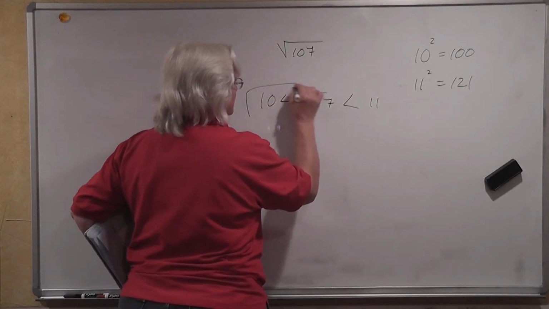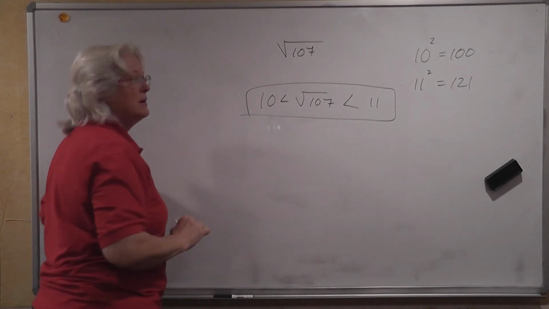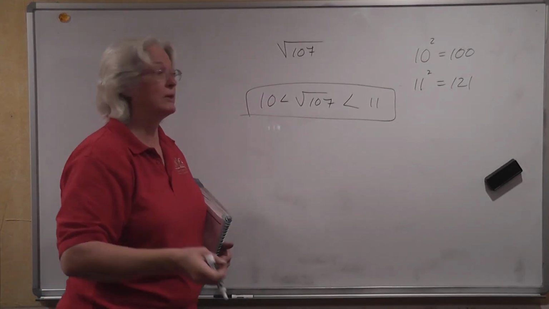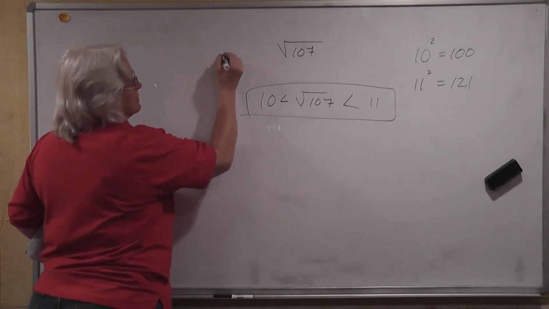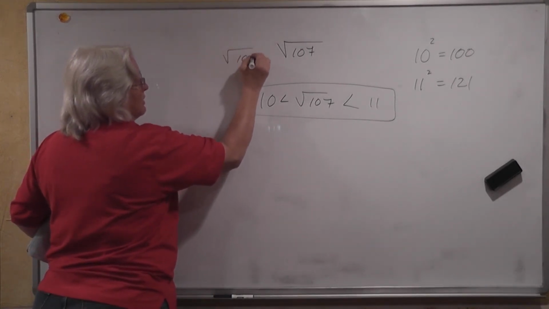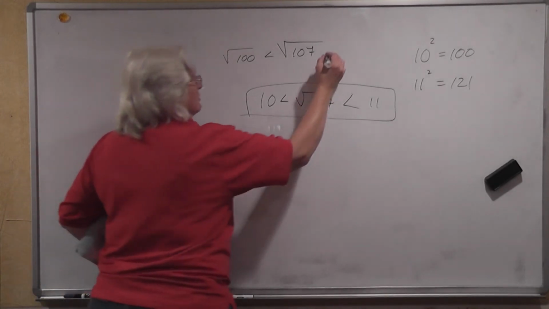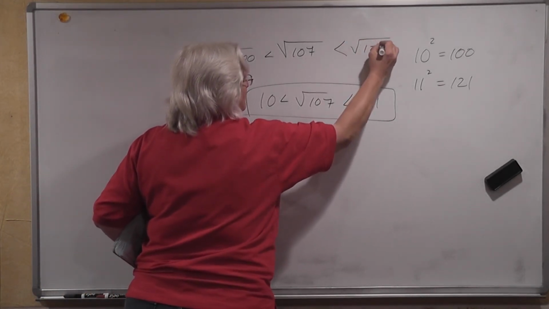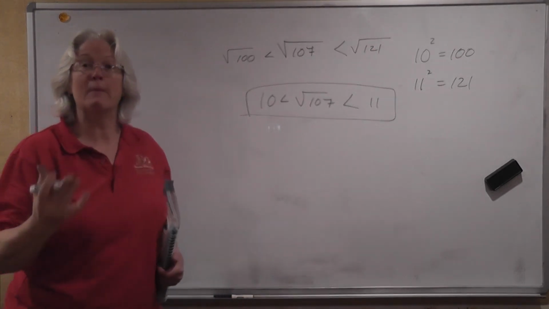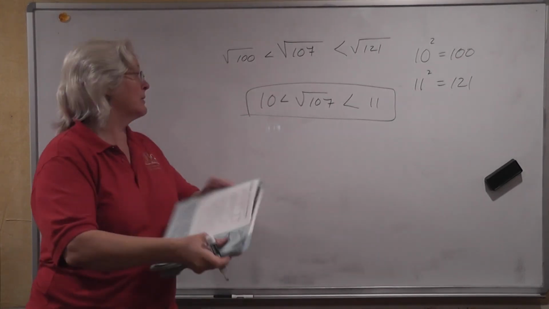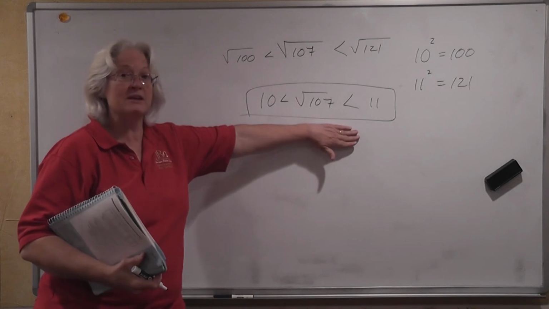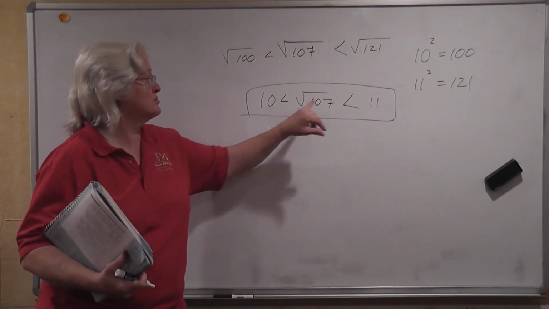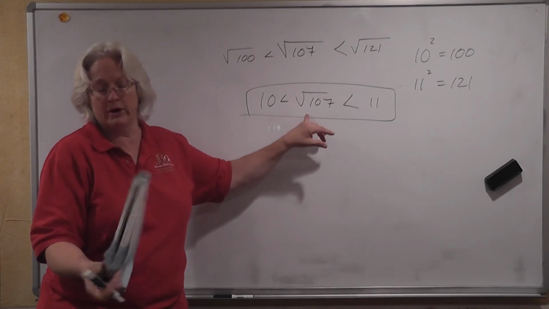This is the only thing they're showing you. If it helps you to go ahead and write in that extra bit that I showed you earlier, square root of 100 is less than the square root of 107. That's also less than the square root of 121. That might help you to understand what they're talking about a little bit better, but this is what they want you to show. Between what two integers is the square root of 107?